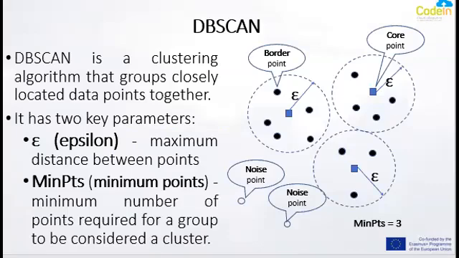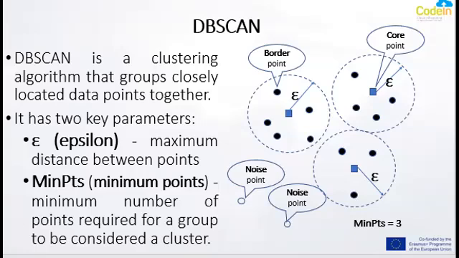DBSCAN is a clustering algorithm used in machine learning that can group together data points that are closely located to each other. The acronym stands for Density-Based Spatial Clustering of Applications with Noise. It works by finding dense areas of points in a dataset and grouping them together into clusters.